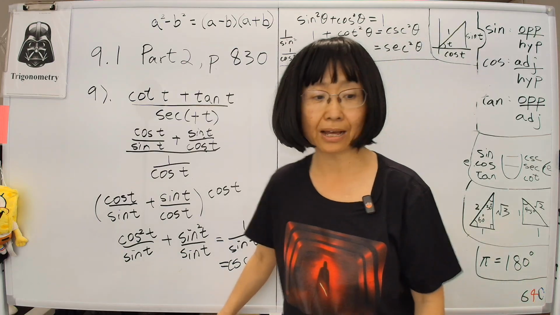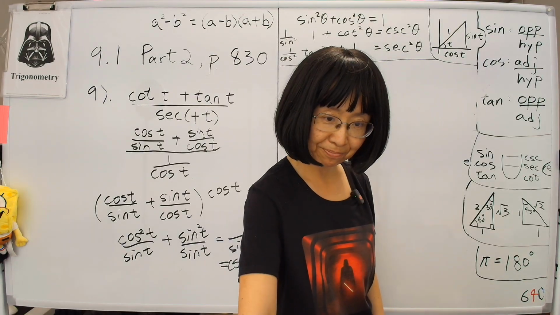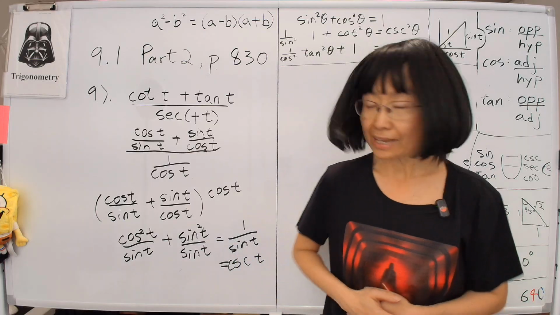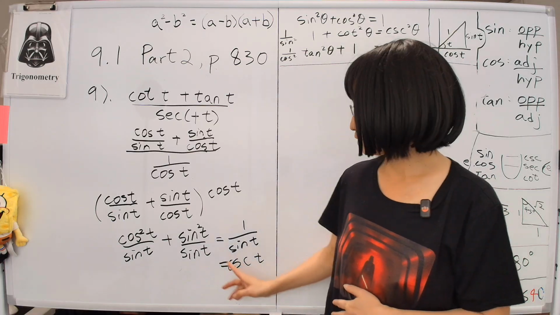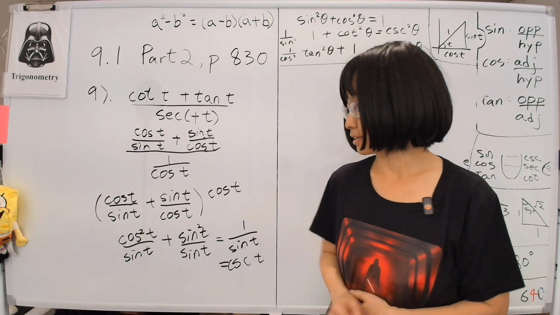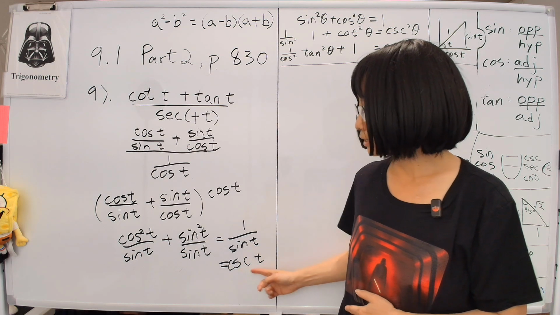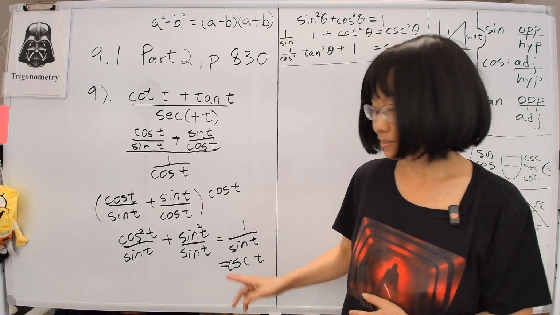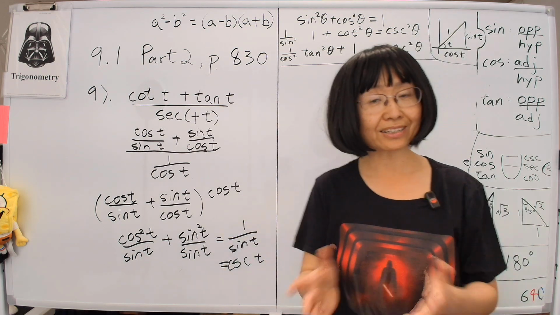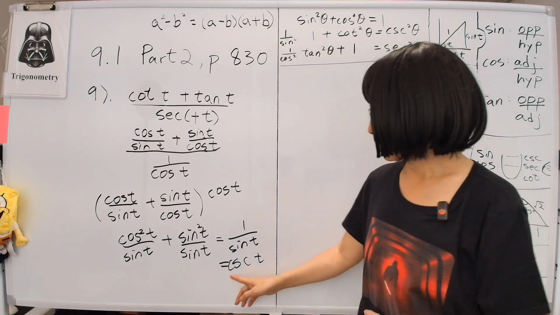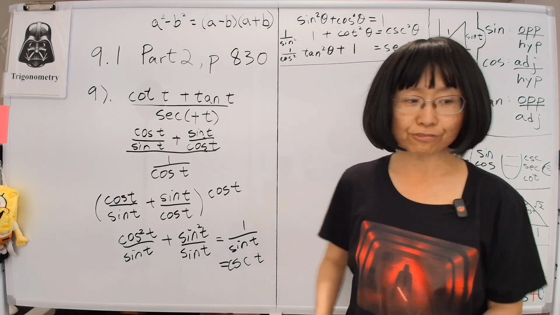Now let me check what the book says. The answer at the back of the book is cosecant t, because it's the most elegant one. It isn't 1 over something. And when I say elegant, I mean simple most of the time. And so that is the answer for problem 9.